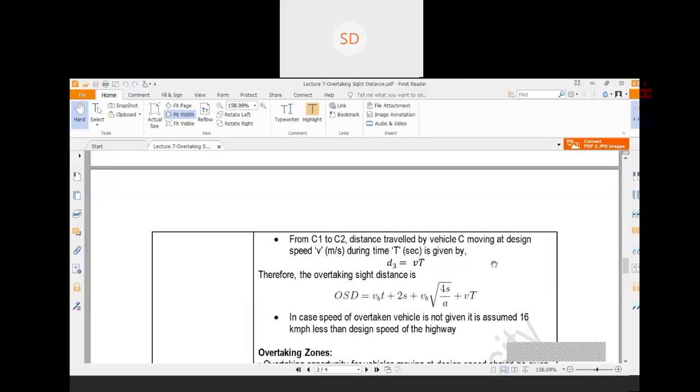So if the design speed of the road is v meter per second, then d3 is v into t, as this distance was covered during that overtaking operation. Therefore, your total overtaking distance is d1 plus d2 plus d3.